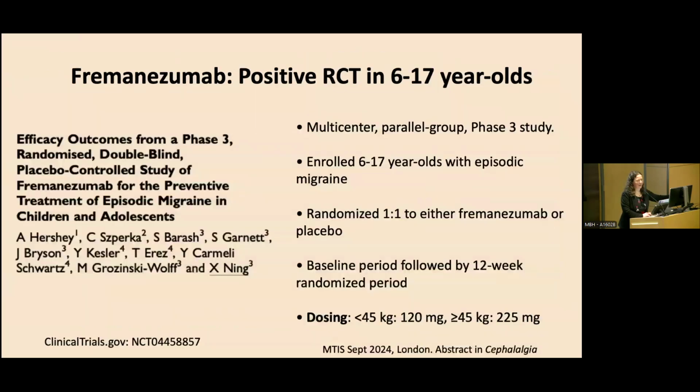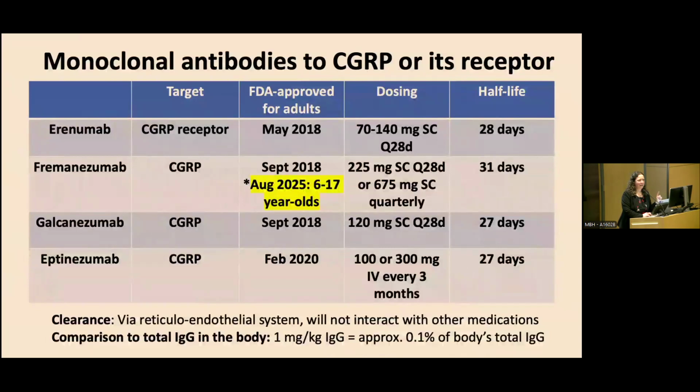Oh, and the important part here in yellow is that since August, fremanezumab has been FDA labeled for migraine prevention down to age 6 based on placebo-controlled trial data, which we'll talk more about in a moment, but that would be an on-label use.